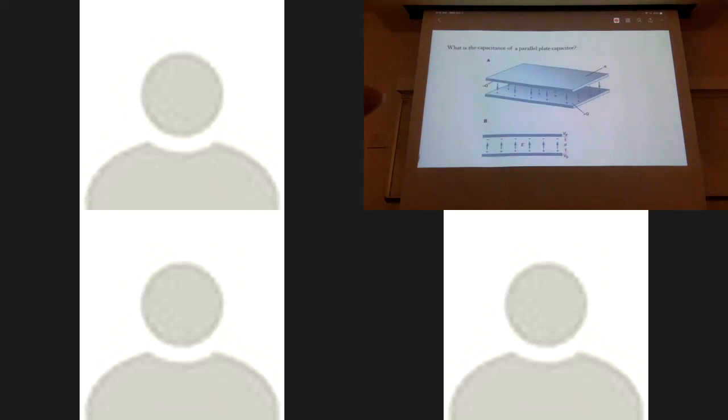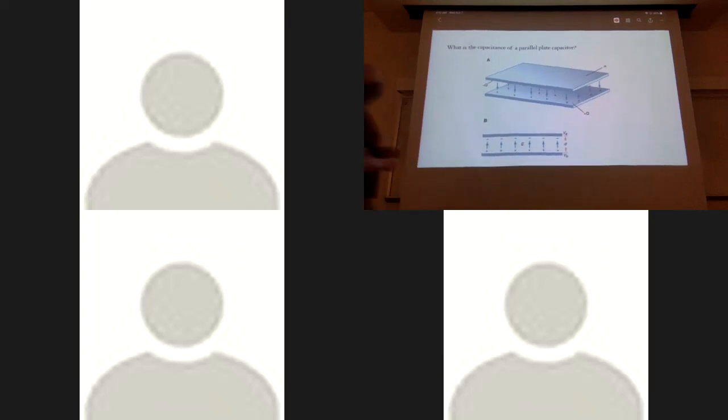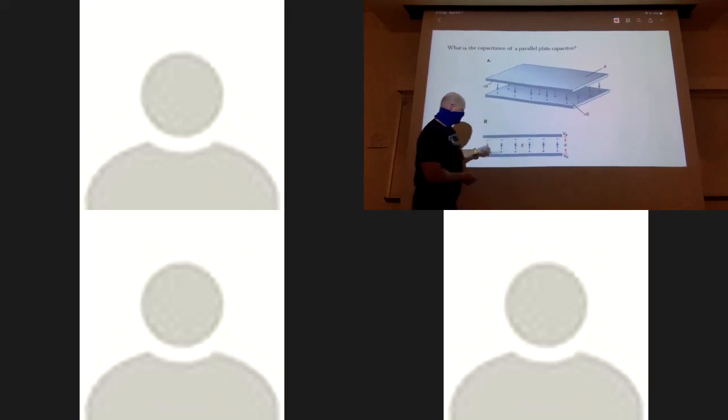So let's look at a couple of examples. The first example, the easiest one, is what is the capacitance of a parallel plate capacitor? Each of these two plates has a cross-sectional area A, so they have the same area. This one, let's say, is positively charged, with charge Q. This one has a negative charge Q, and they are separated by a distance D. If this is fully charged to Q and minus Q, what is the capacitance?